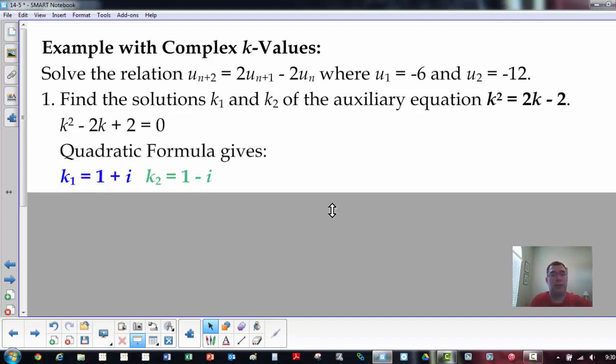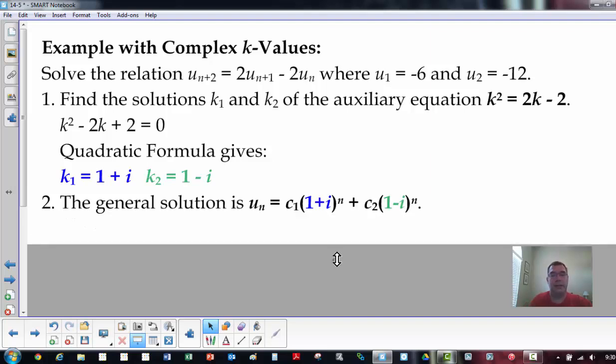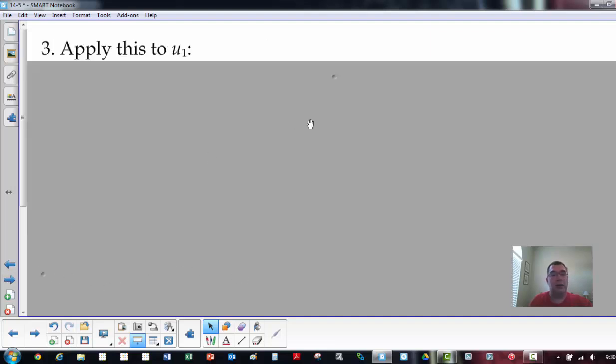So I have to use the quadratic formula, and that gives me that the first constant is 1 plus i, the second constant is 1 minus i. Again, those are interchangeable. k1 and k2 can be either or based on what the general solution looks like. And we've seen that in the last example. So my general solution is that the nth term is some unknown constant times 1 plus i to the n plus another unknown constant times 1 minus i to the n. All right, so that's what it looks like. I just have to figure out what the first constant and second constant actually are.